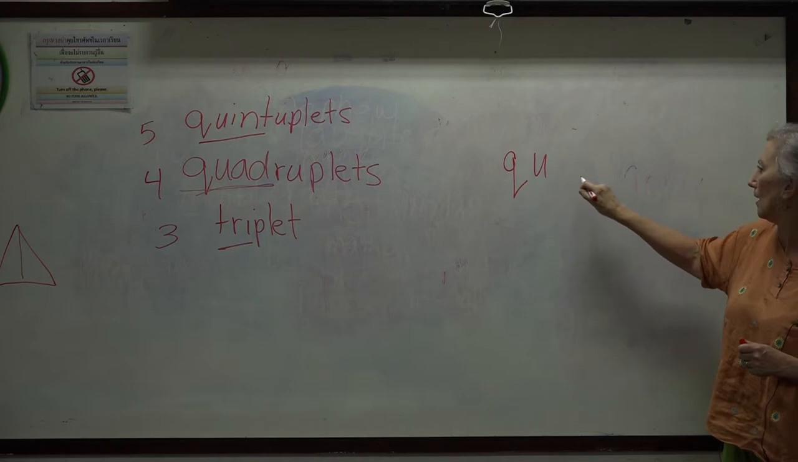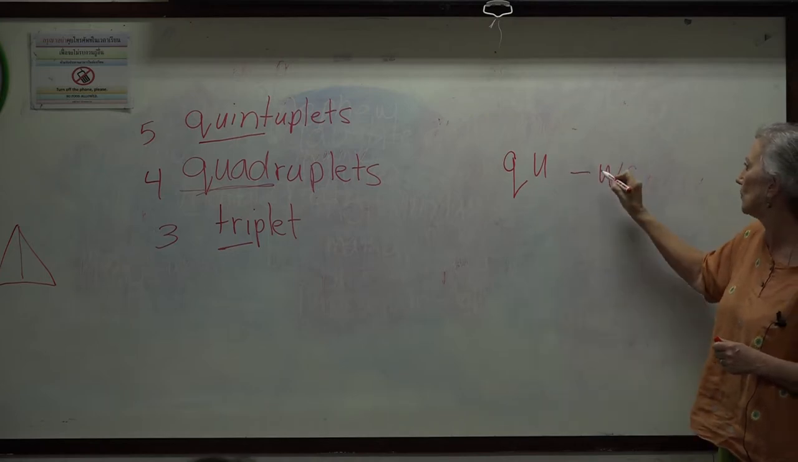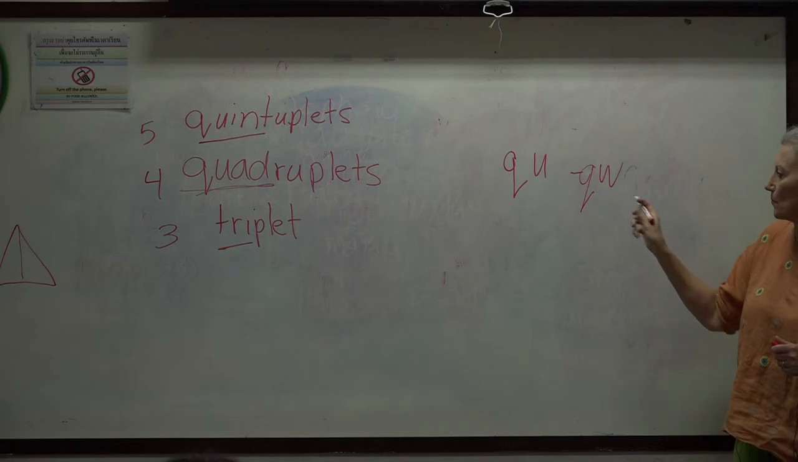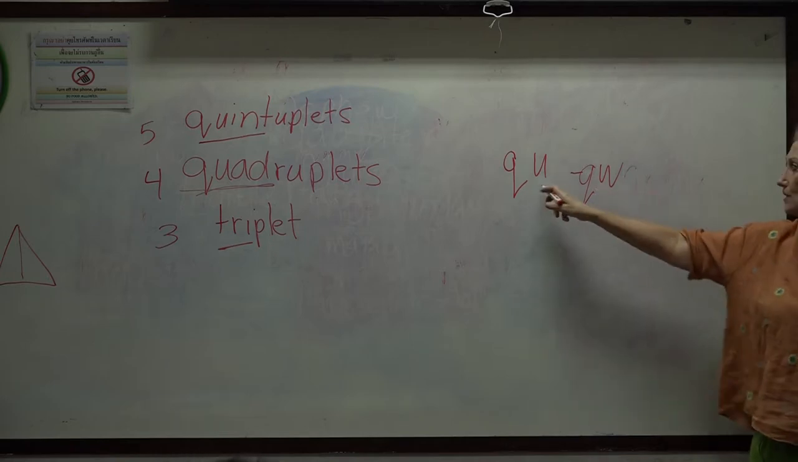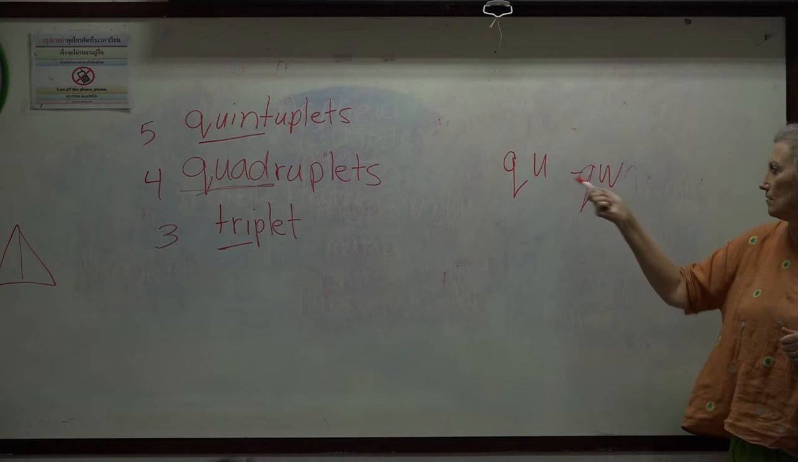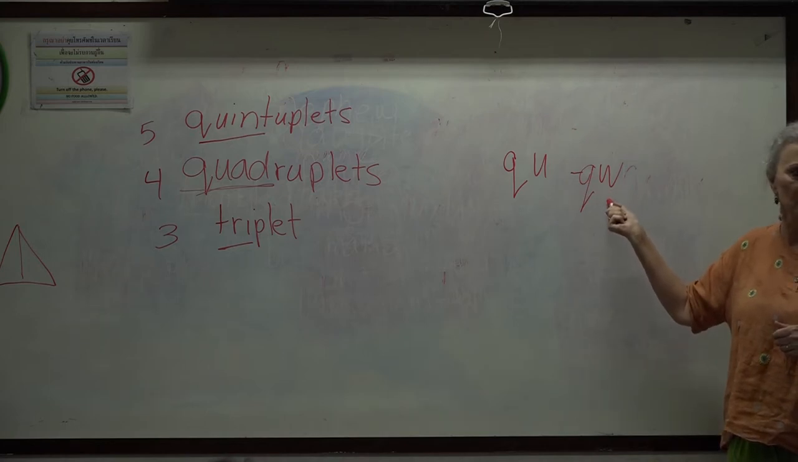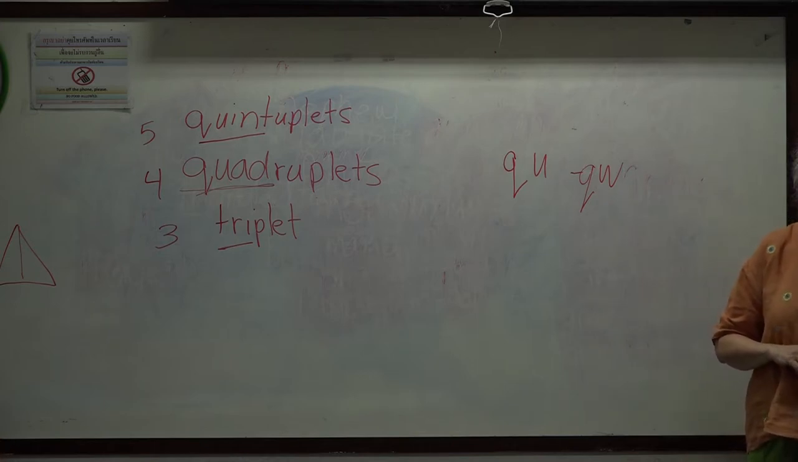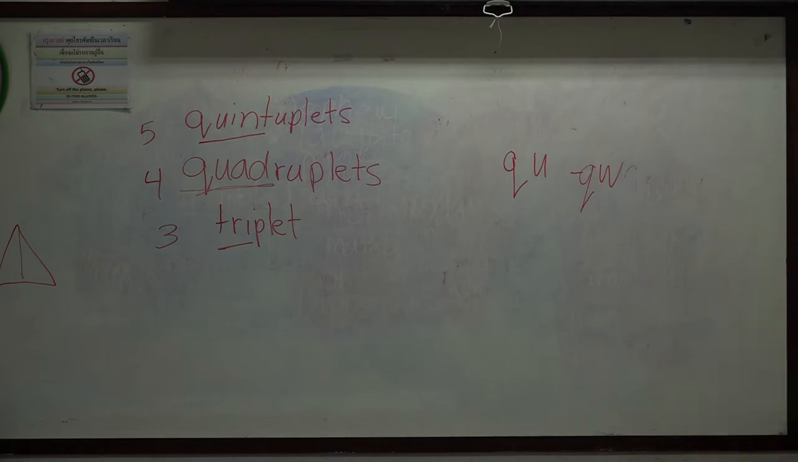QU usually makes a W sound, like QW. It's pronounced as if the U is a W, the same sound. So quin, quint. Quad is four and quint is five. When you see it at the beginning of a word, that's what it means.